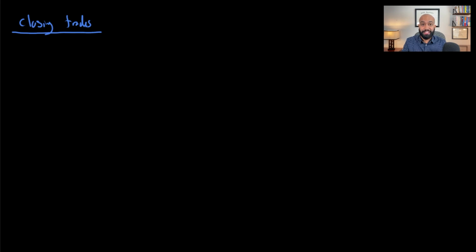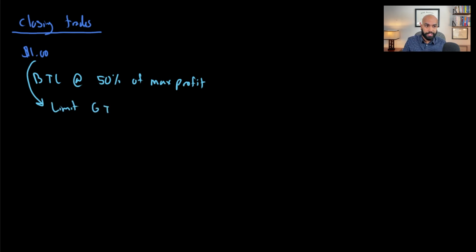So there are an infinite number of ways of actually closing trades, and this is just something I do, and I think it's a great place to get started. Based on your own preferences, you could adjust it accordingly. So let's say you sell an option and you collect $1 in premium. What I do immediately after is create a buy to close order at 50% of max profit. So you sold at $1, this means you would set a limit good till canceled order at 50 cents.